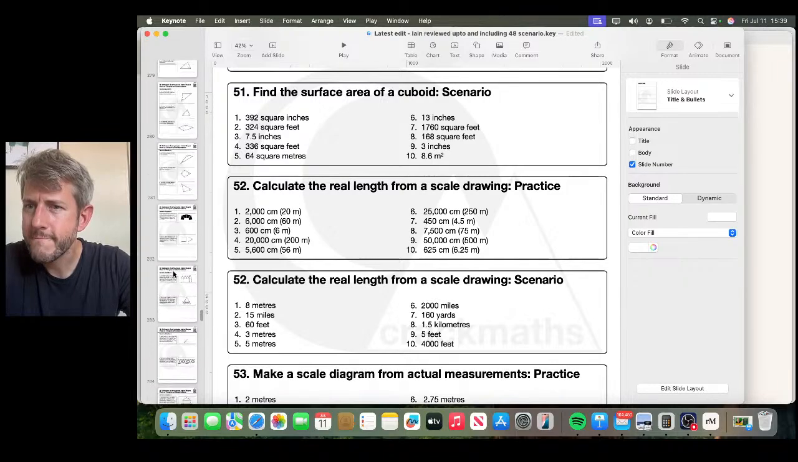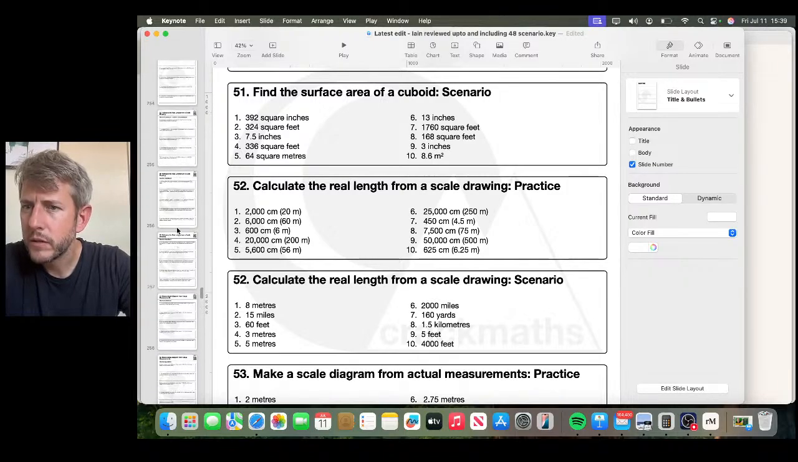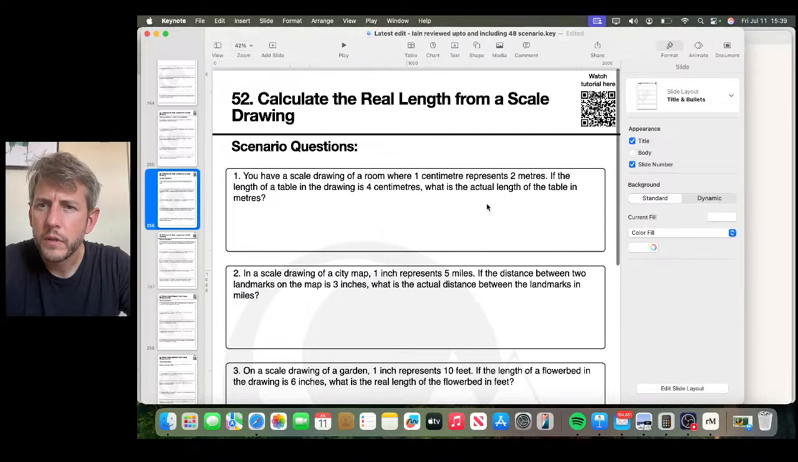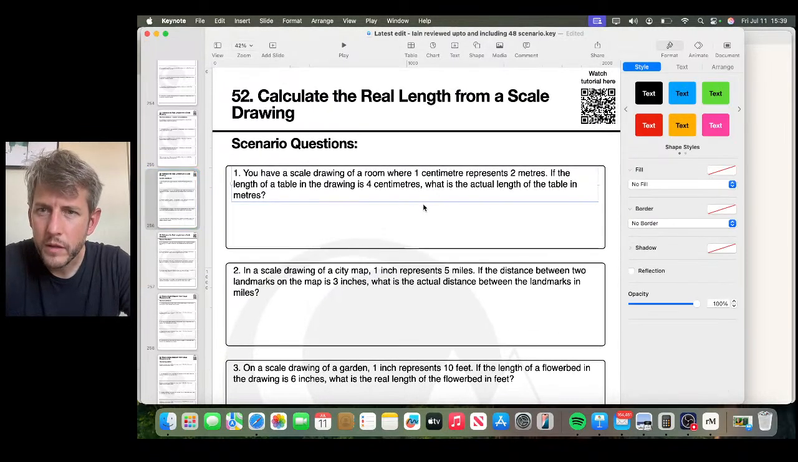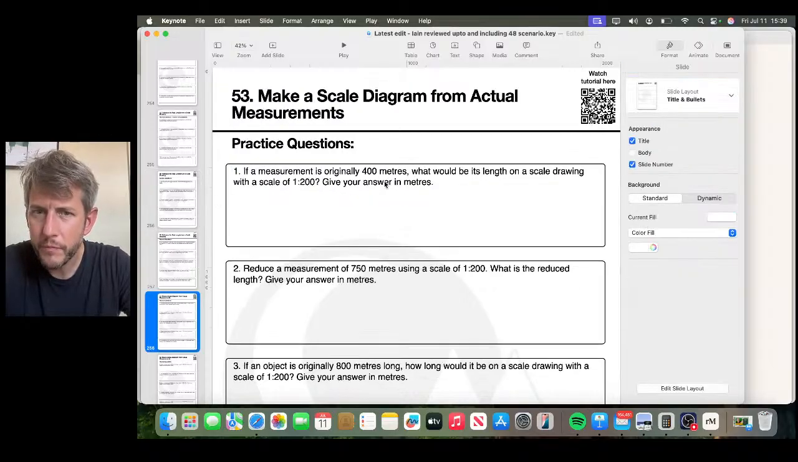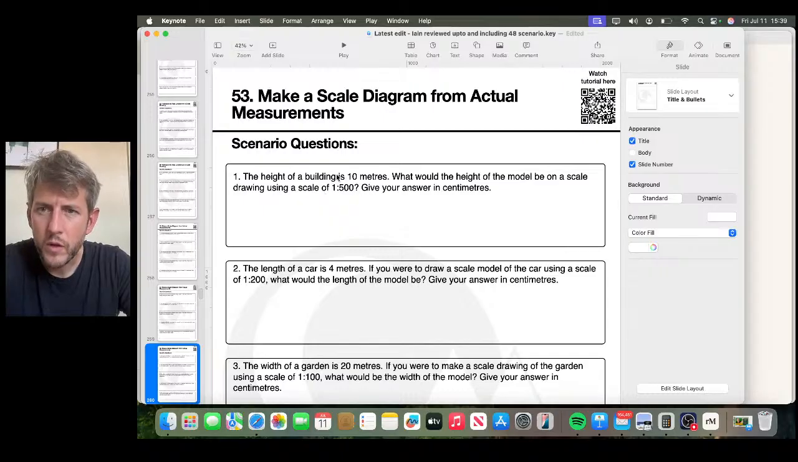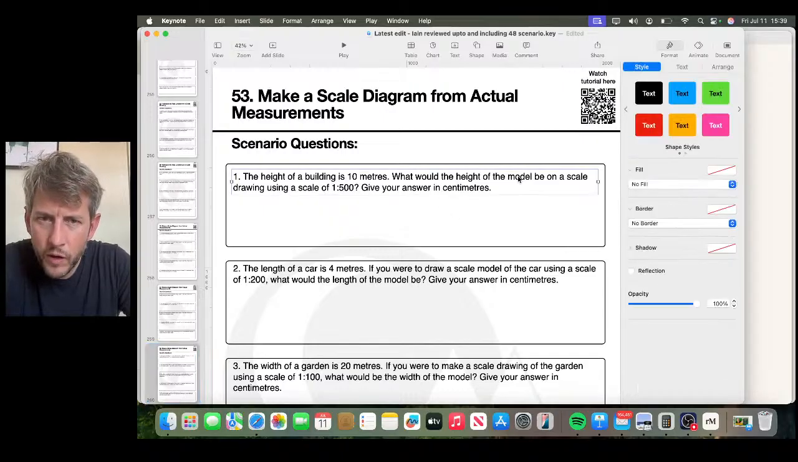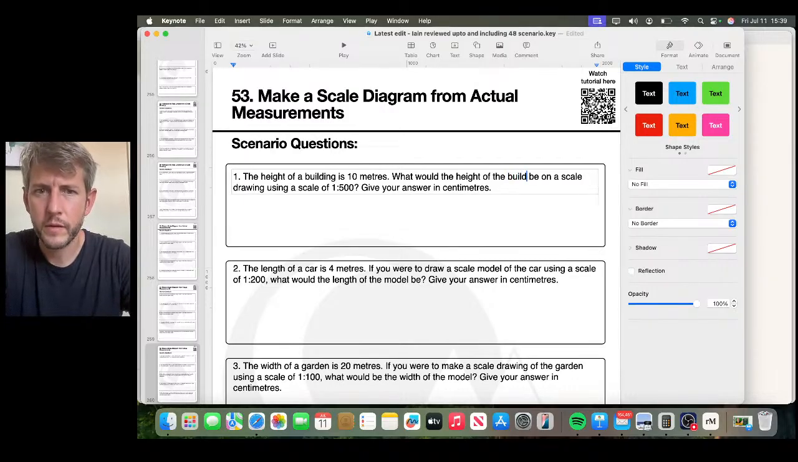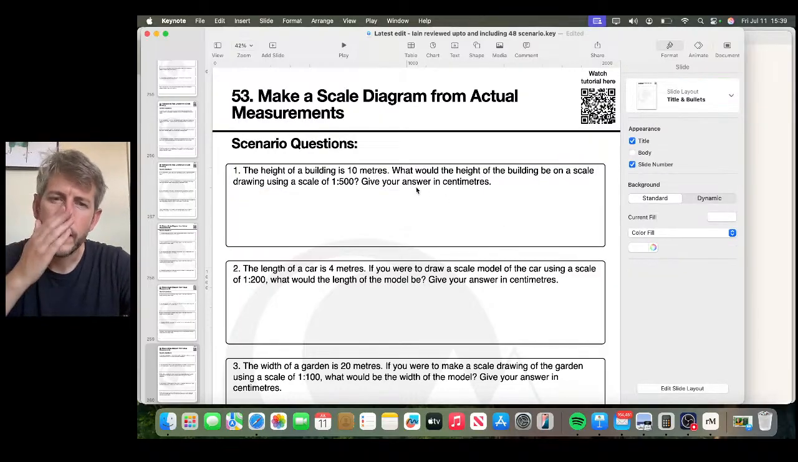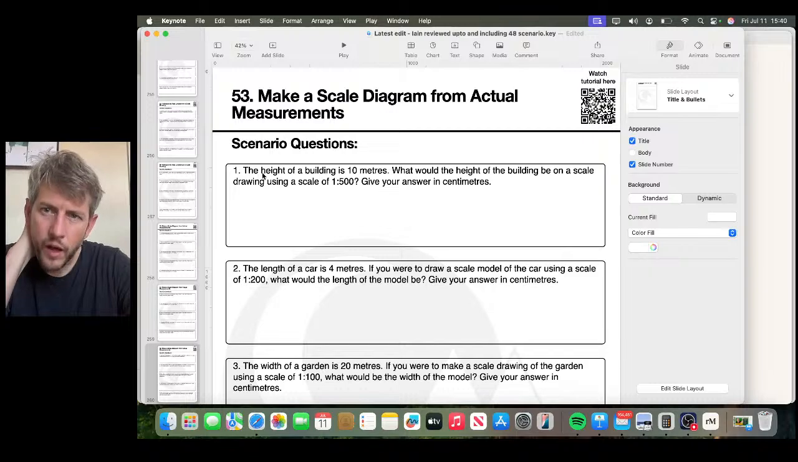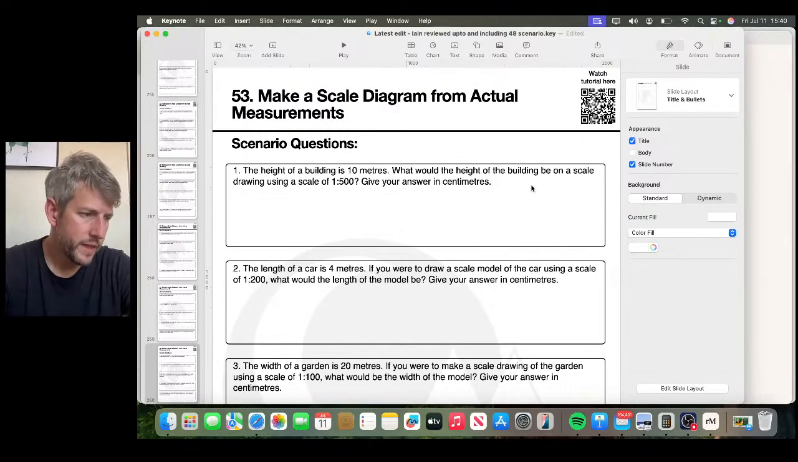Where are we? Wow, that was lucky. No, this is 52. What's that? 53. 53 scenario we want. Okay, what would the height of the building be on a scale drawing? The height of a building is 10 meters. What would the height of the building be on a scale drawing using a scale of 1 to 500? Give your answer in centimeters.